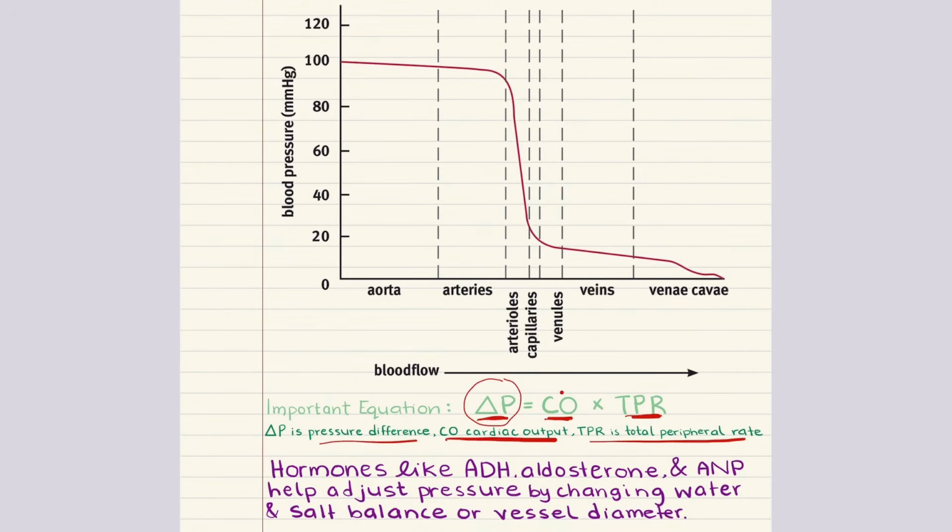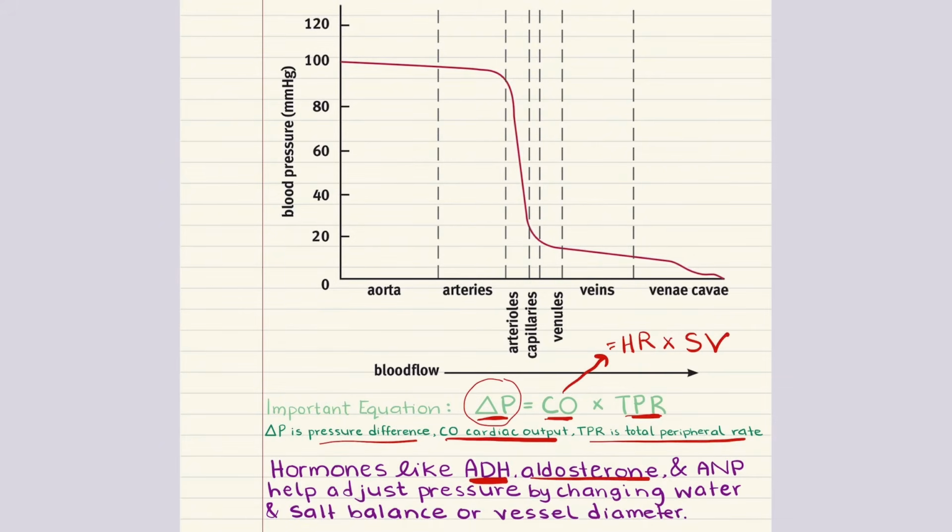Cardiac output depends on two things, if you remember from an earlier objective, that is heart rate and stroke volume. As for total peripheral resistance, that depends on how constricted or relaxed the blood vessels are, primarily the arterioles. Now, hormones also play a role in regulating pressure. For example, antidiuretic hormone increases water reabsorption in the kidneys, which increases blood volume and pressure.